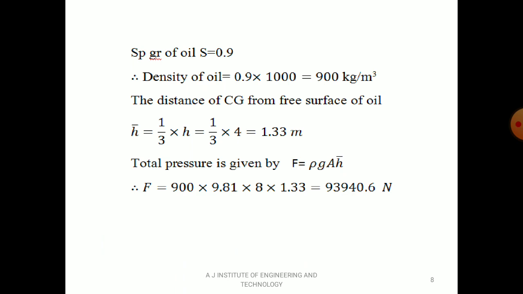Therefore the total pressure is given by F equal to rho g into A into h bar. So F equal to 900 into 9.81 into 8 into 1.33, so that is equal to 93,940.6 Newton. So that is the total pressure.